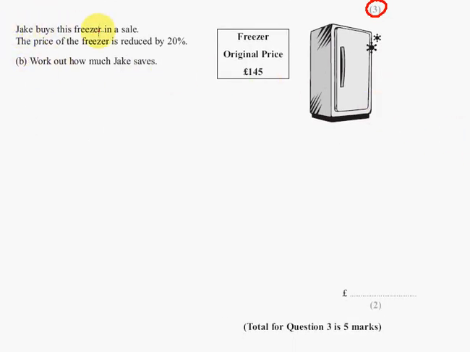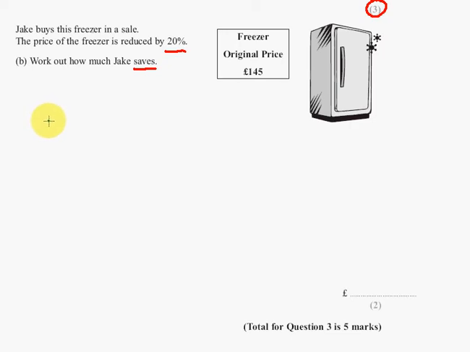Okay, so Jake buys this freezer in a sale. The price of the freezer is reduced by 20%. Part B says work out how much Jake saves. How much Jake saves, okay? Not how much he pays, it's how much he saves. So you have to be very, very careful with that.